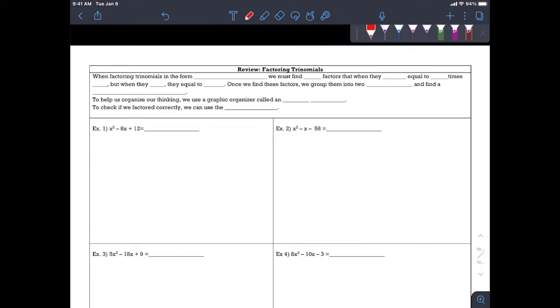So, when factoring trinomials in the form of ax squared plus bx plus c, we must find two factors that when they multiply are equal to a times c, but they add together to equal b. Once we find these factors, we group them into two sets and find greatest common factors. We're going to skip this part. And to check if we factored correctly, we can use the calculator. And we can use polyroot or graphing.